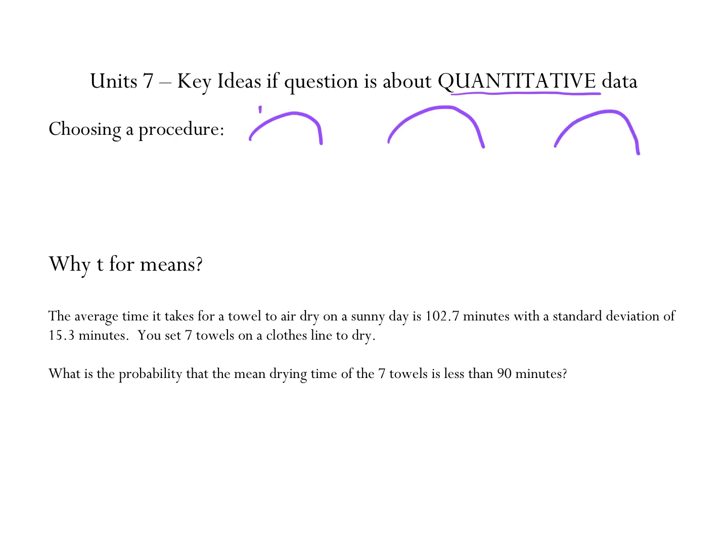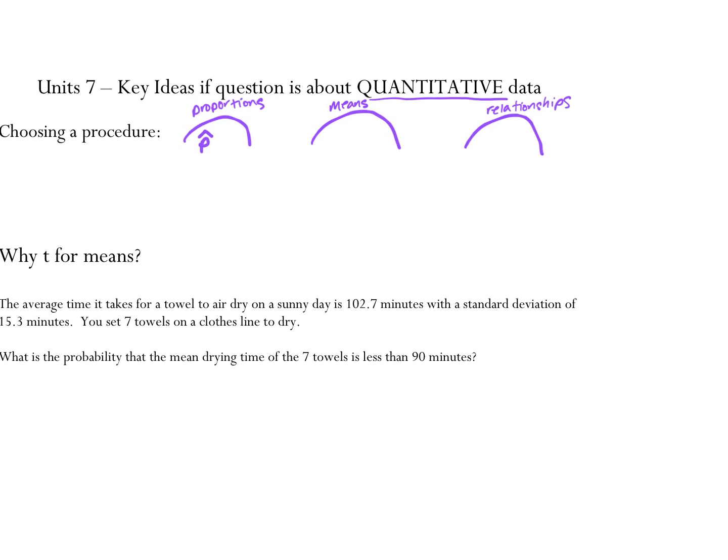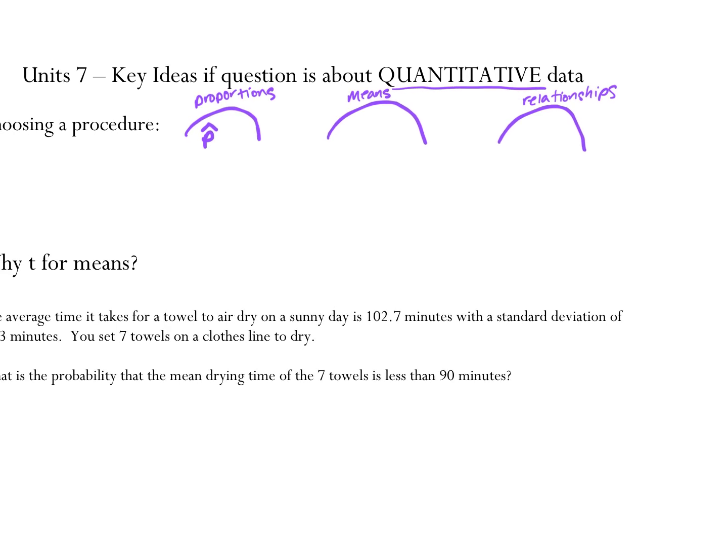So the first one is proportions. In other words, the information you are getting in the sample is about either p hat or more than one p hat. Then you have means. Then you have relationships. And then I'm going to have one other one. So I could call it 3 if you really wanted to.